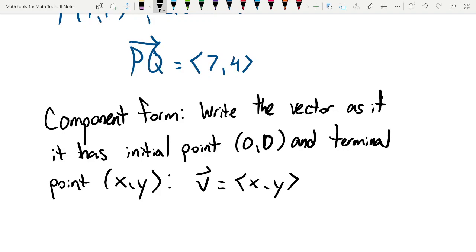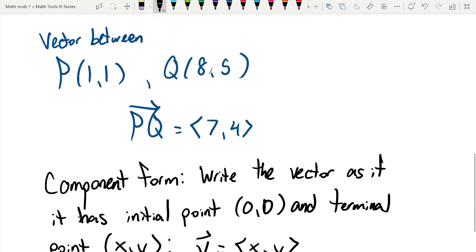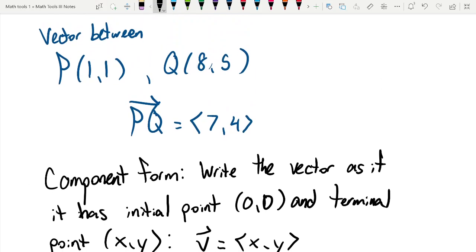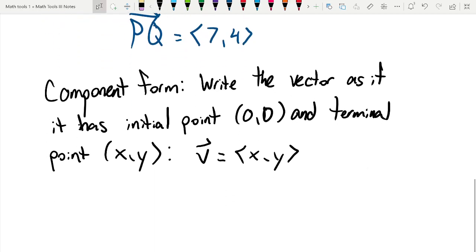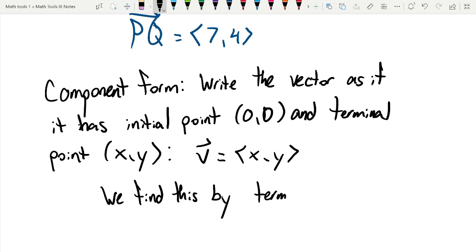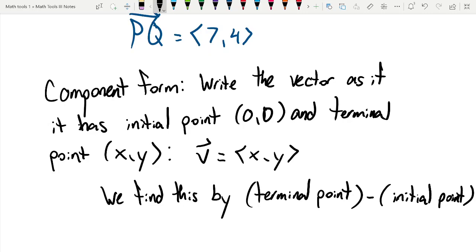So we find the equivalent vector with initial point 0, 0 and terminal point x, y, and we can do that again just by subtracting the coordinates. Like in this case, we do 8 minus 1, terminal point minus initial point. So we find this by doing terminal point minus initial point.